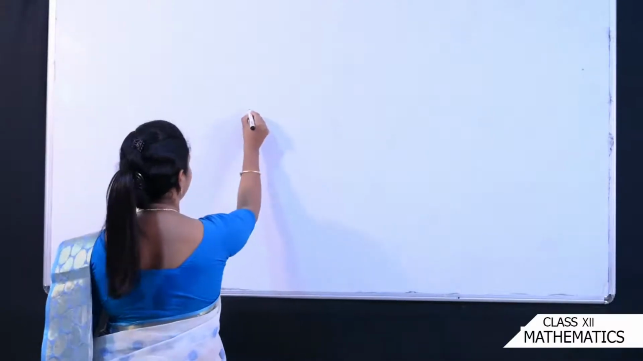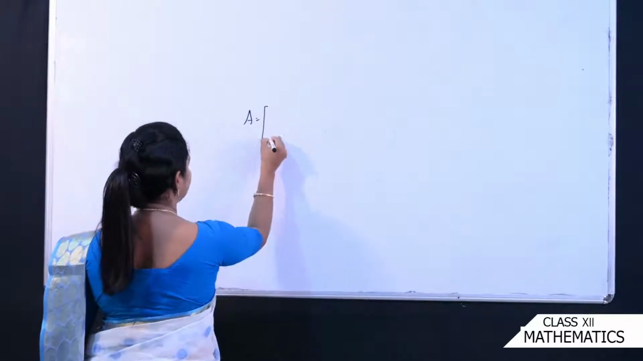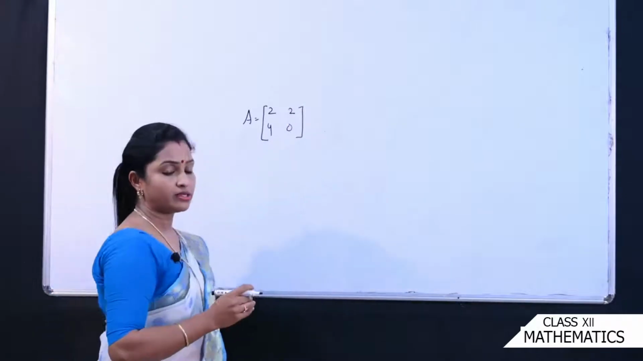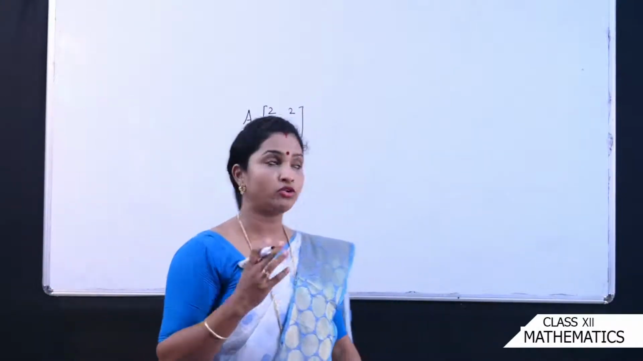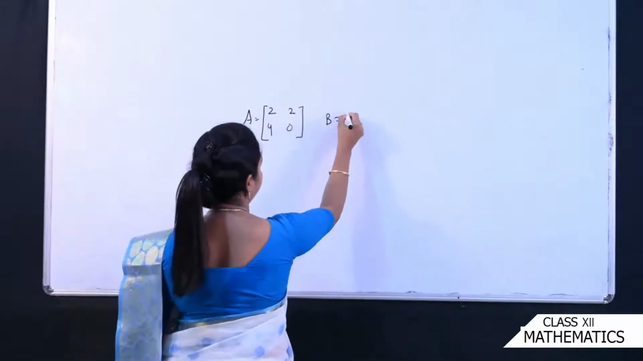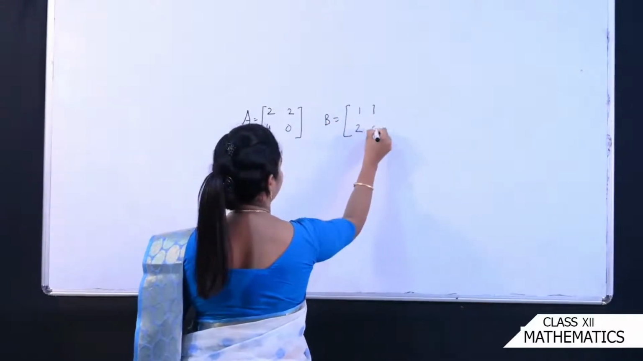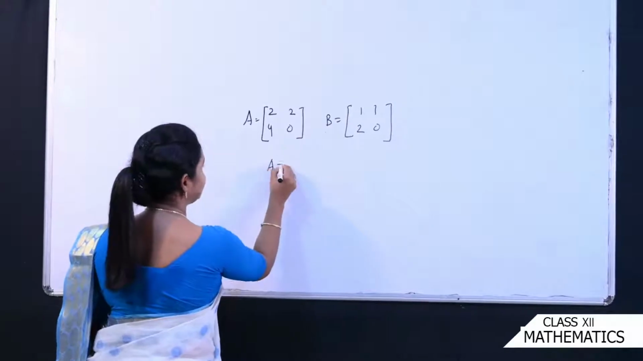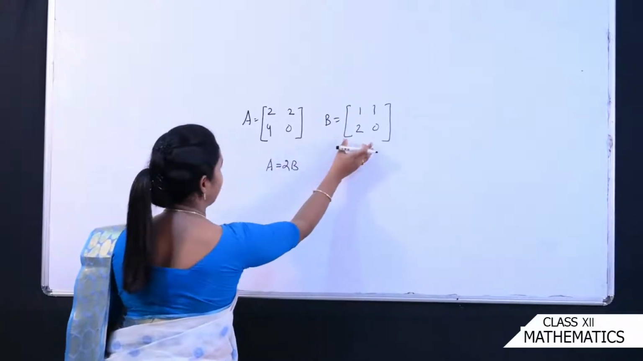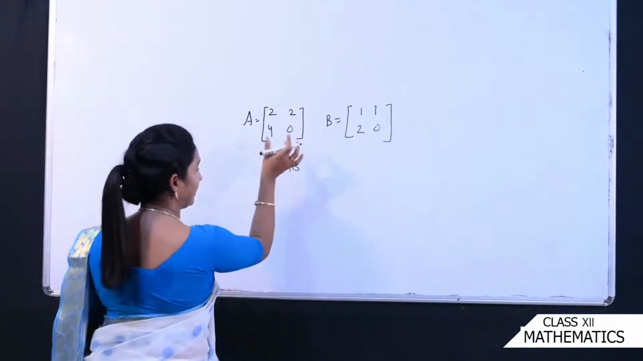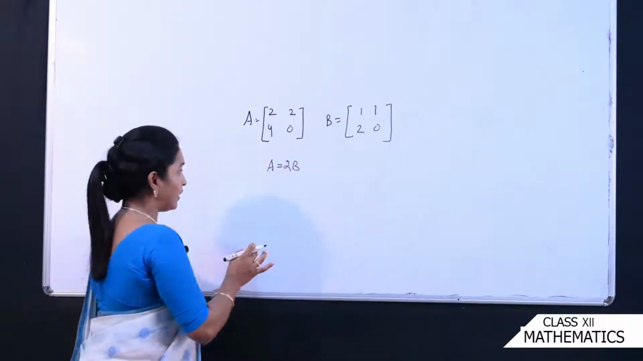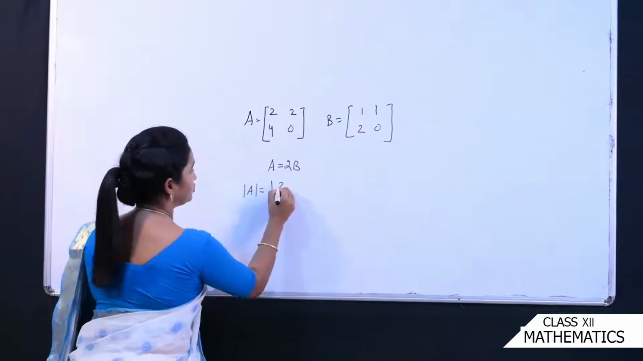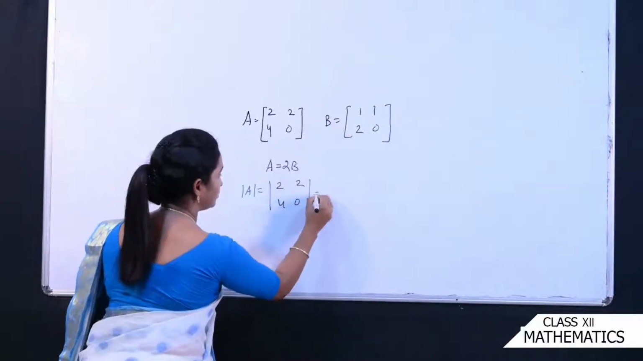Look here, if you're taking a matrix like this, 2, 2, 4, 0. Okay, you're taking the matrix 2, 2, 4, 0, and B you're taking a different matrix. Then what is the relation between A and B? The relation is A is equal to 2B. When you multiply the matrix B by 2, you are getting A. Is that clear?